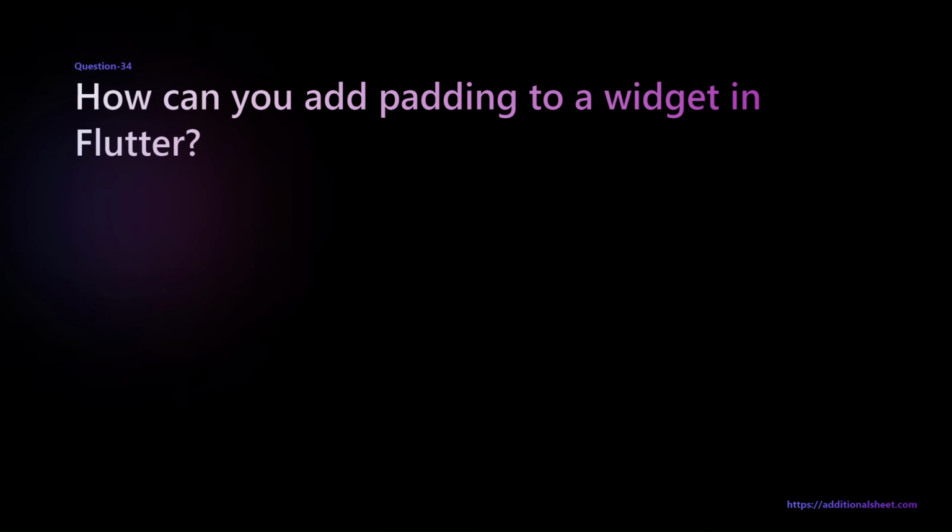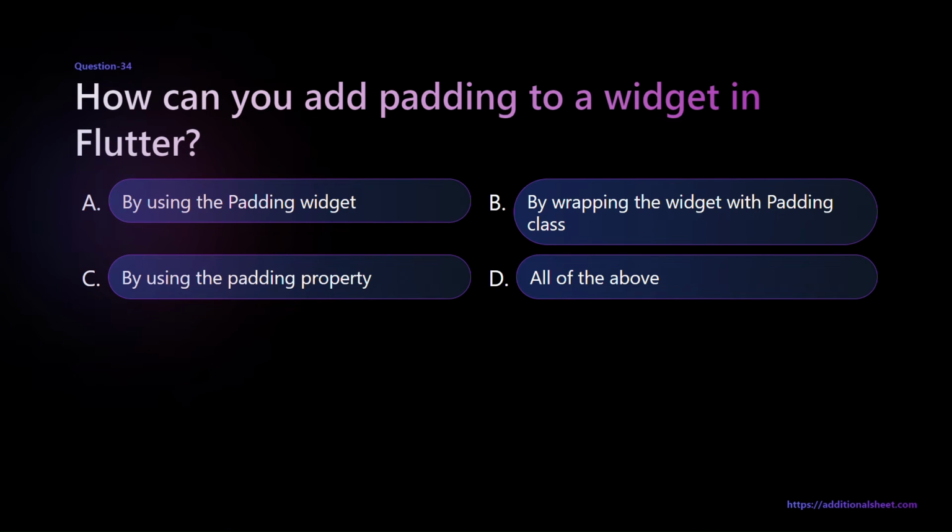How can you add padding to a widget in Flutter? Option A, by using the Padding widget. Option B, by wrapping the widget with the Padding class. Option C, by using the padding property. Option D, all of the above.